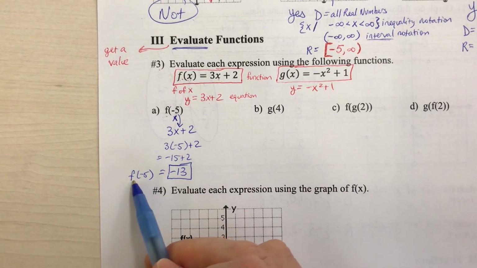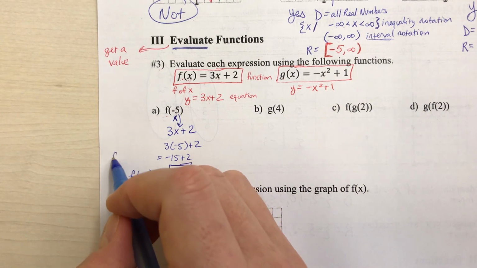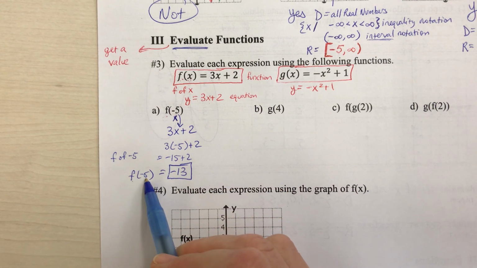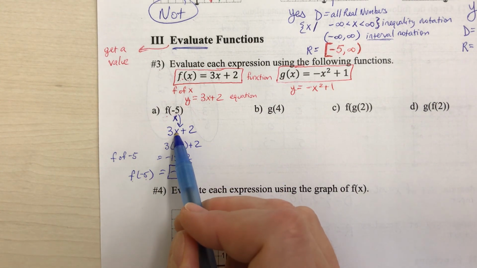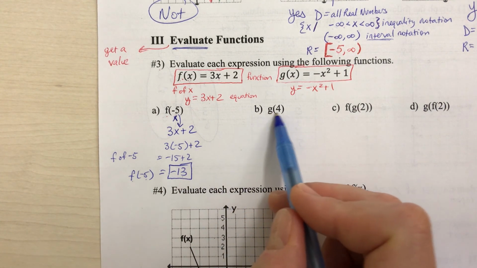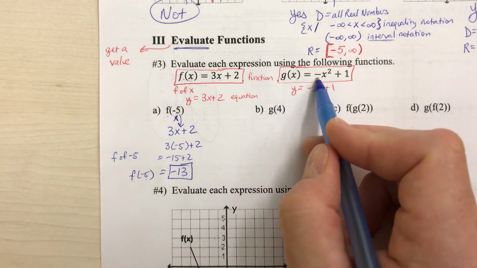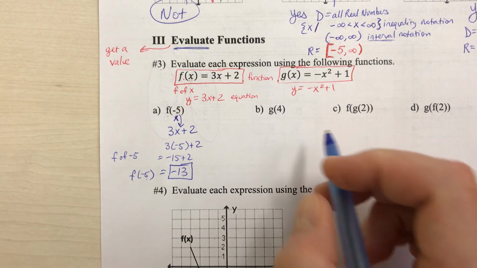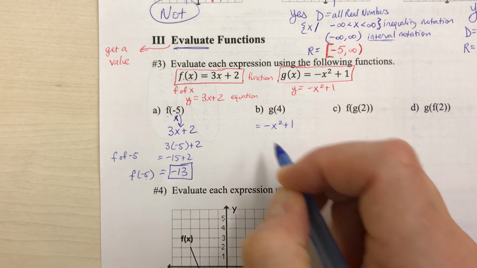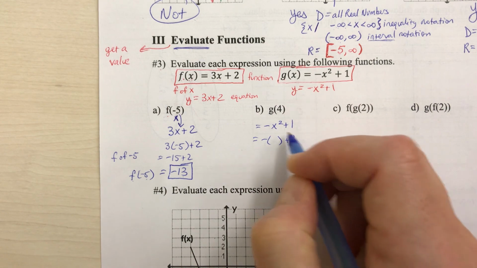Now again, this is not multiplication. It's not f times negative 5. It's f of negative 5, where negative 5 is our domain value, and we substitute it for x, and then we work it out. g of 4, we go to the g function. Now that's the opposite of x squared plus 1. But instead of x, we're going to substitute the number 4.